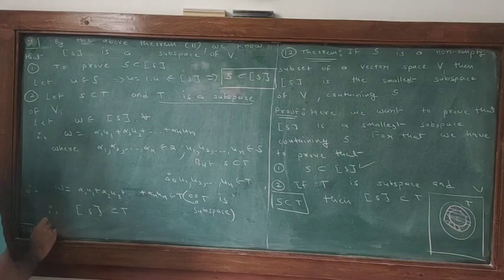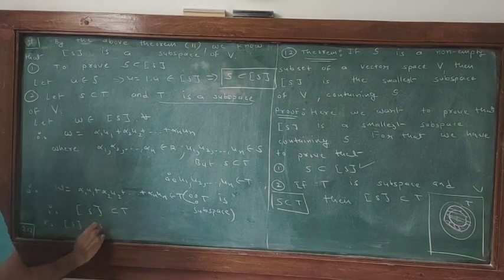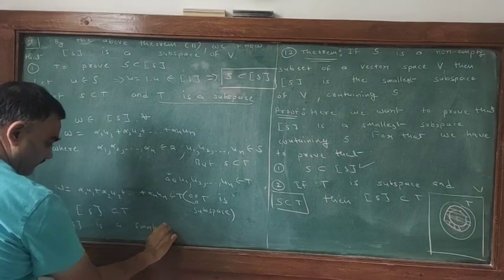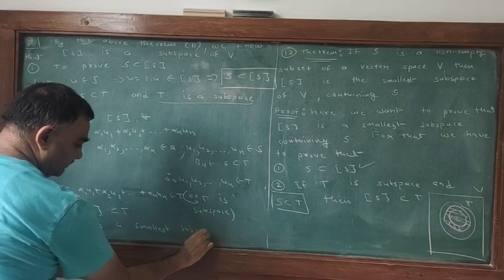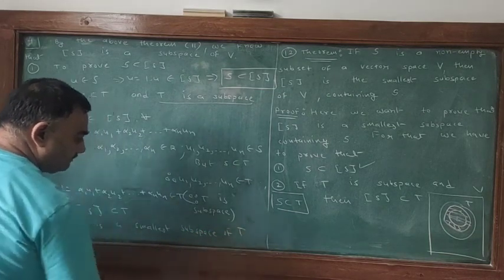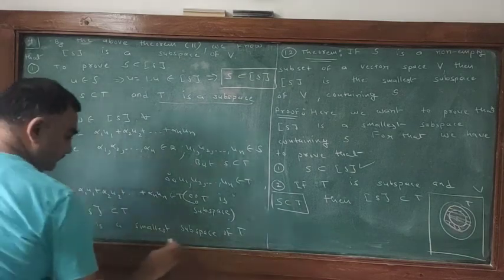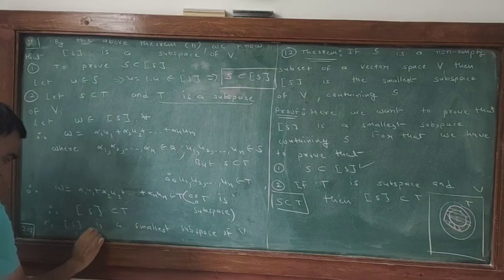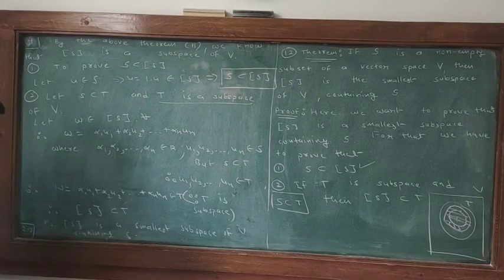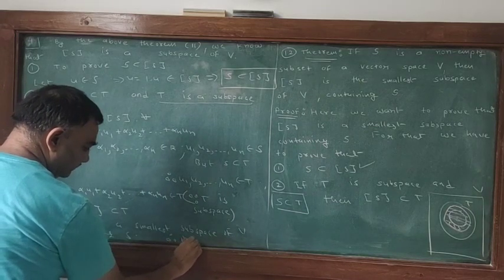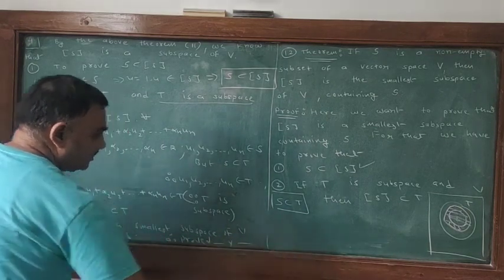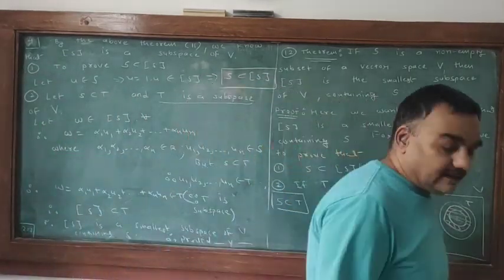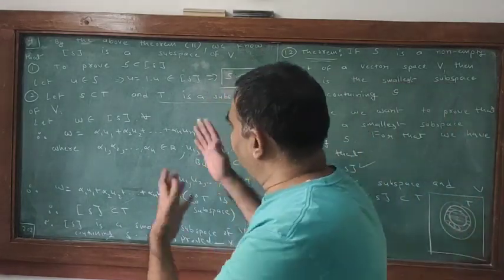Therefore, span S is the smallest subspace of V containing S, and therefore the proof is complete. So check this, and with this note I stop this lecture here, but you may check it once more.